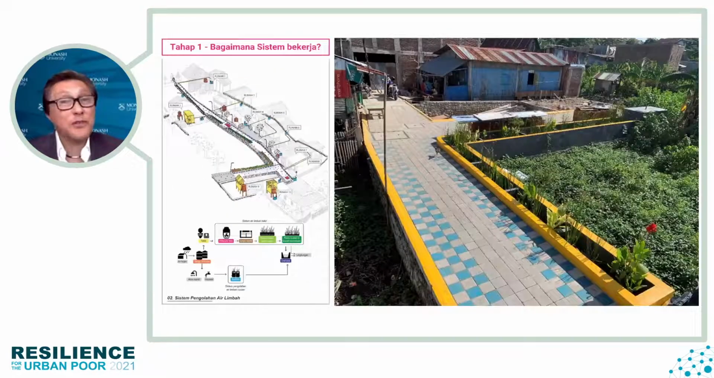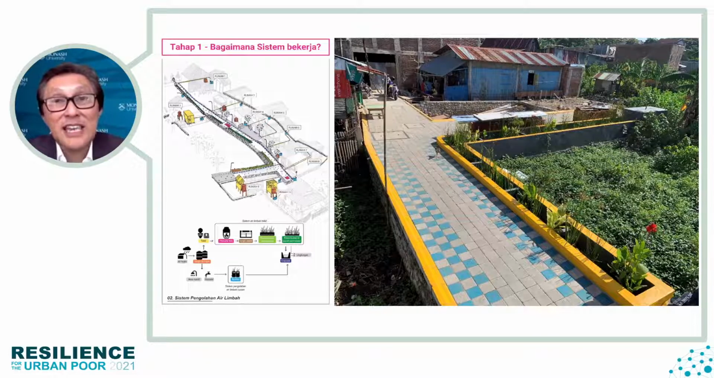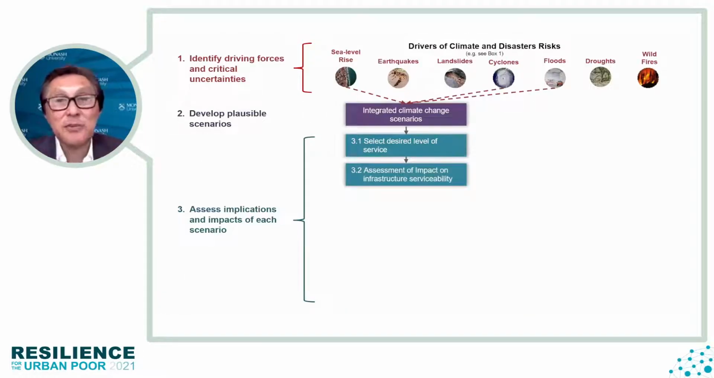And this is what we finished building, in the sense that this was an access road that, as you can see to the right, we then built a constructed wetland on that provides safe sanitation services, but now the access road provides flood safe access to those dwellings by the community. So when we look at our scenario planning, then we say, okay, let's assess the impact on the infrastructure serviceability as a result of climate change.